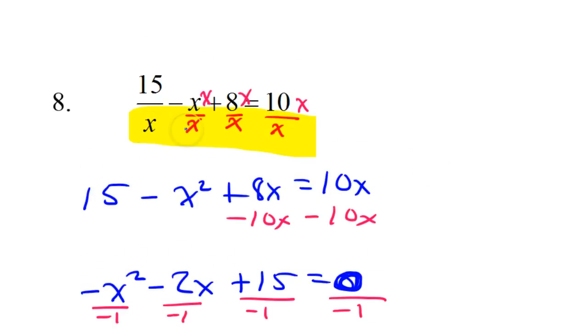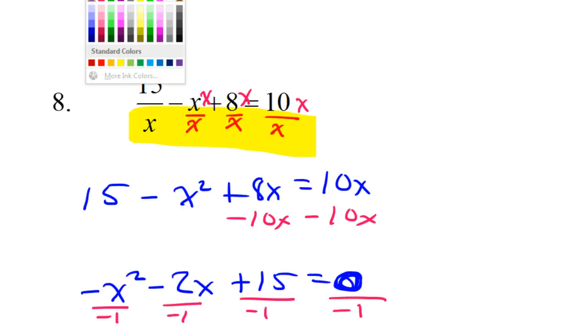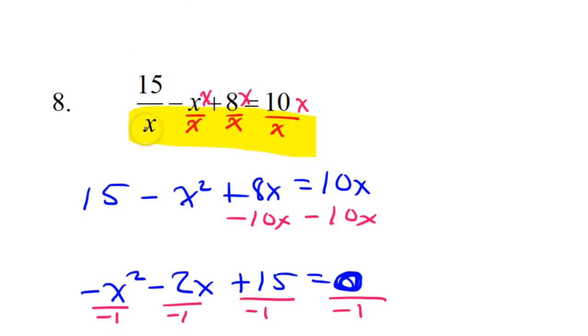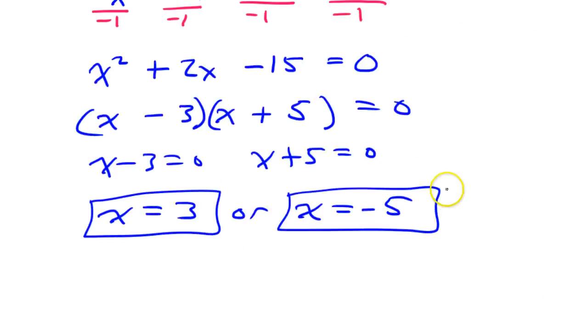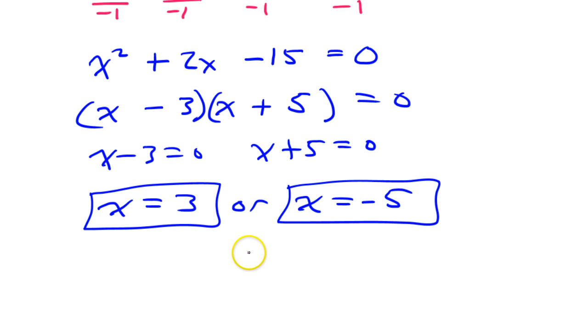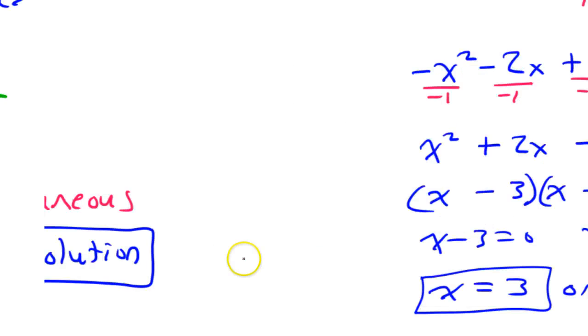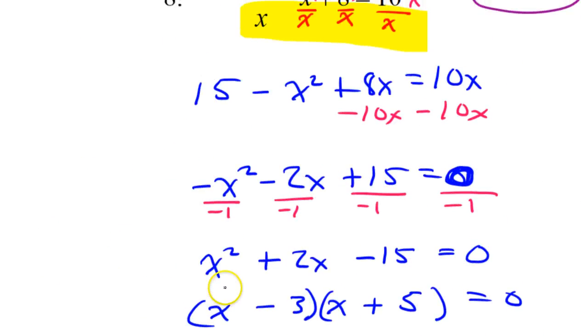Looking back at the original problem, I really only have one variable in the denominator, and that is x. And you can't divide by 0, so x cannot equal 0. That's my only restriction. And that's not what I have here, so these answers are fine. So that is it for number 8.